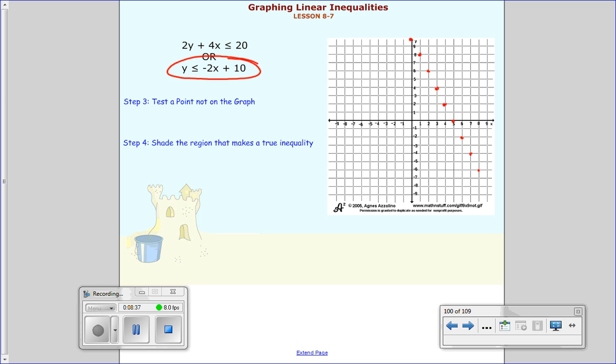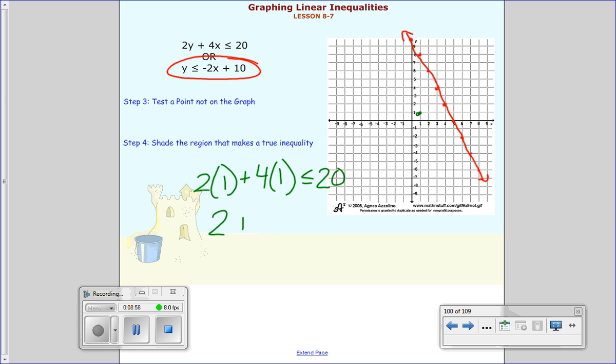There we go. And because it's equal to, I can make a solid line this time. And again, it's the same stuff we've been working on, so you test a point. Let's see, I'm going to do 1, 1. If I put in 1 for y and 1 for x, I have to see if that's less than or equal to 20.